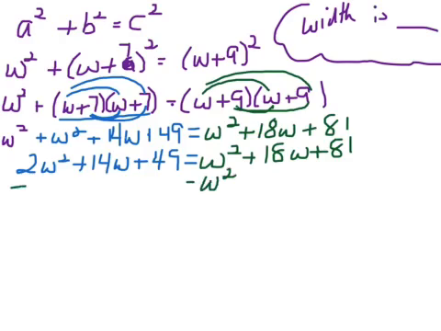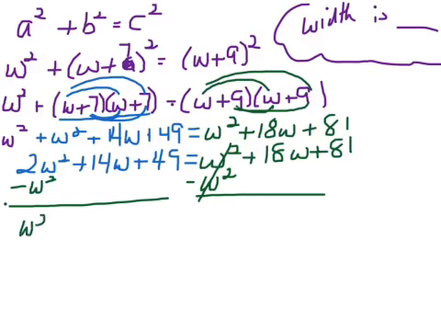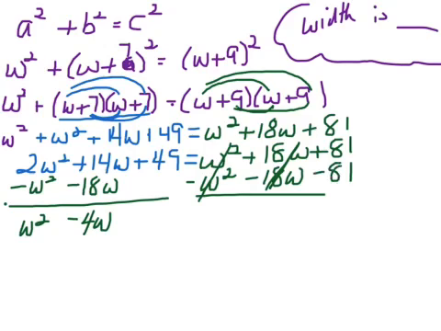I chose to move them because I wanted positive W squareds. I mean, I could do this all in one step if I wanted to. That would take the W squareds away, and 2W squared minus W squared would just be 1W squared. I could move the 18W to the other side by subtracting it. Remember, we always do the opposite. And over on this other side, they'd cancel out on the right, but on the left-hand side, 14W minus 18W would be negative 4W or minus 4W. And then I need to move the 81 over, so I'd subtract it.